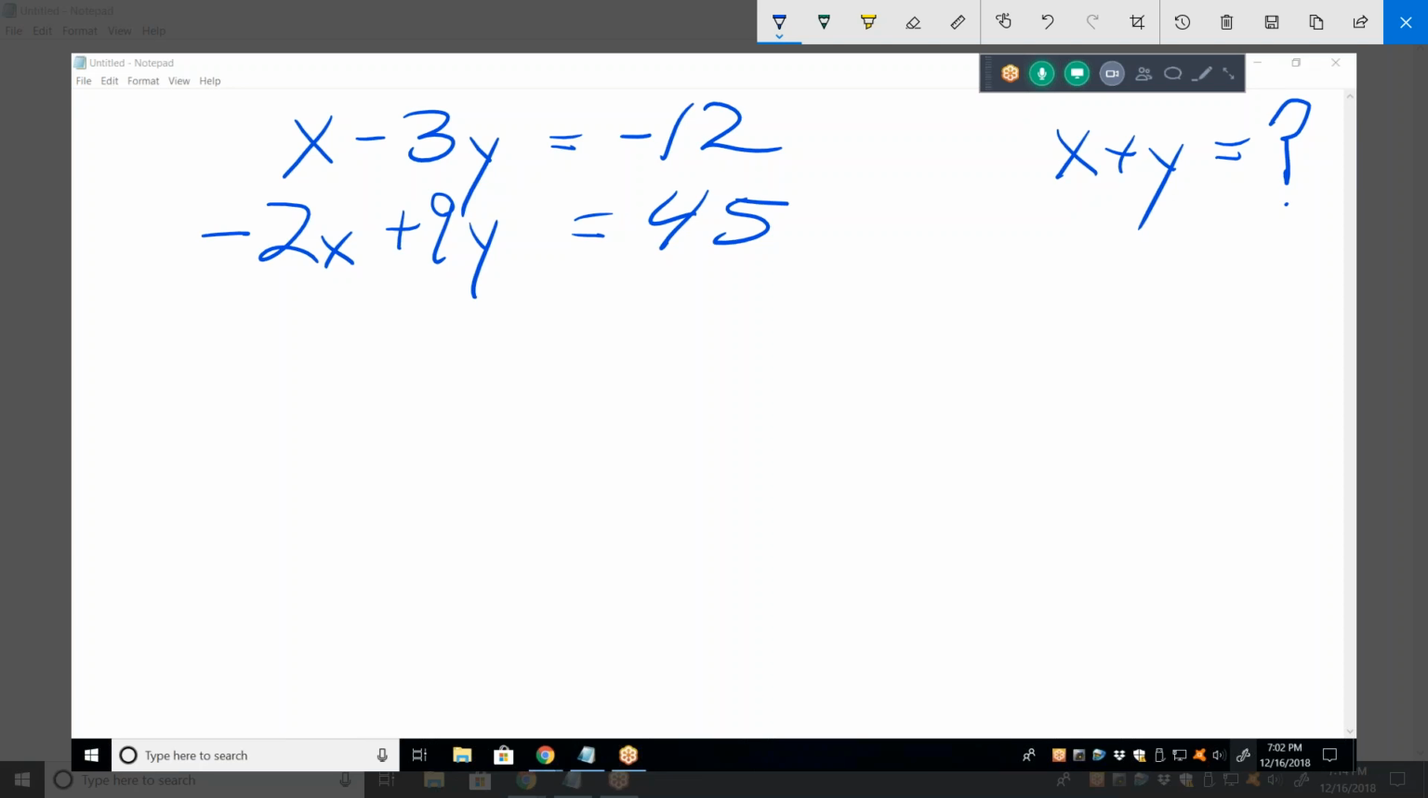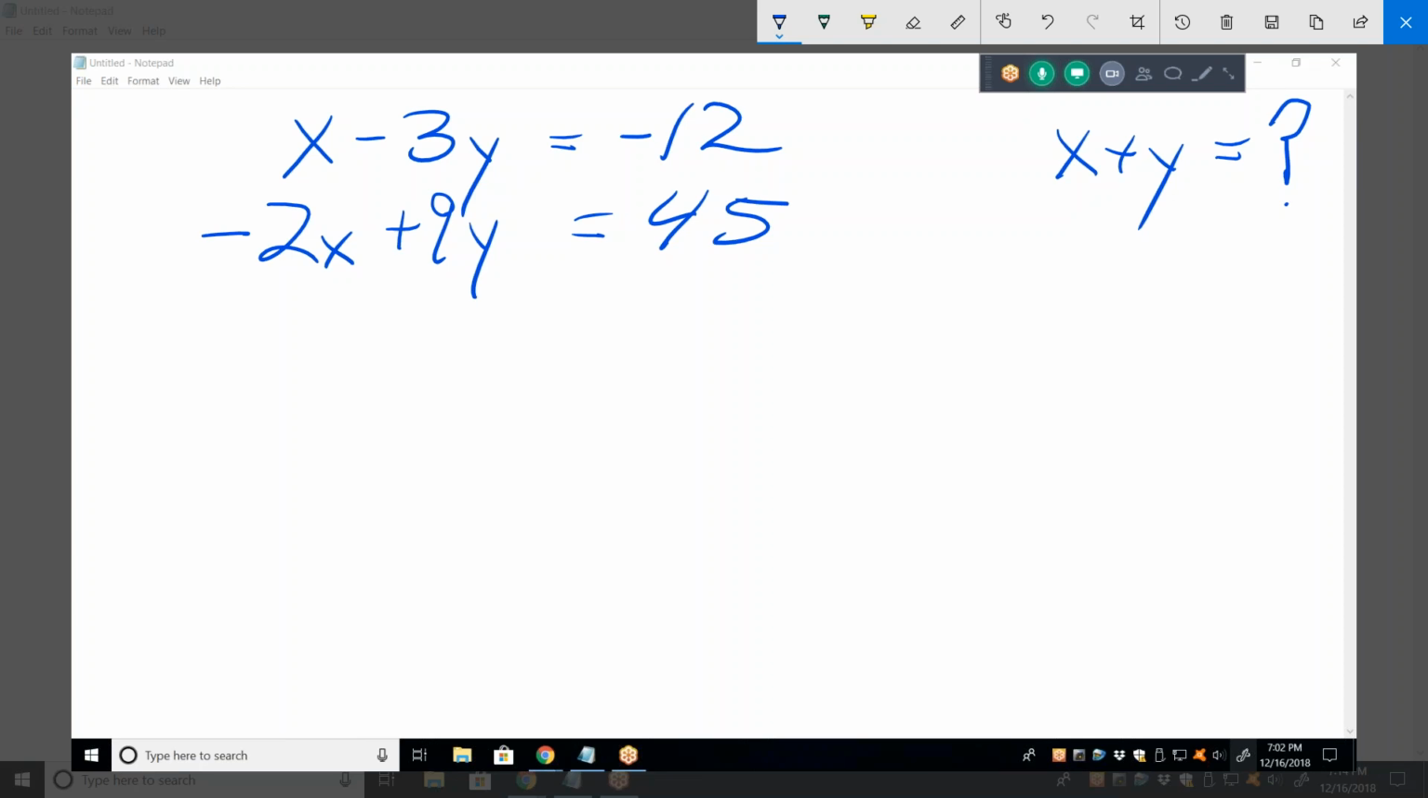Okay? I've got two methods of solving a system of equations. What are they? Substitution and elimination. Which one should we use here? I'd say elimination. Correct, because both equations are in standard format. Whenever they are in standard format, elimination is almost always going to be the better way to go.